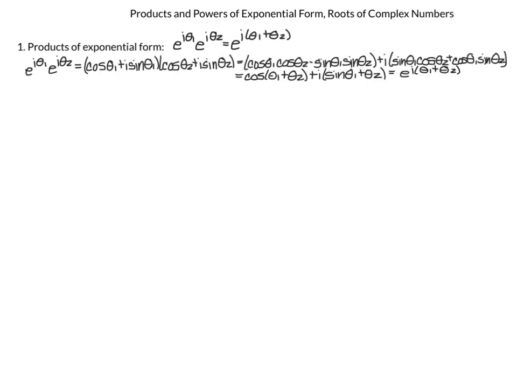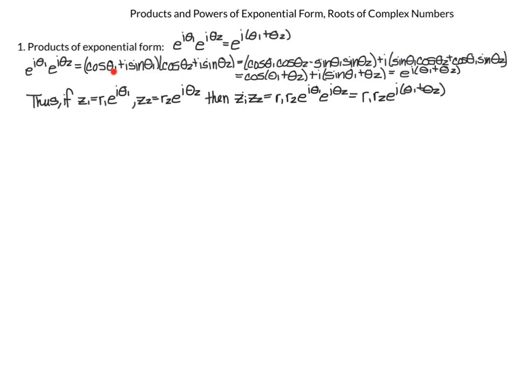We can also look at this from the point of view of Euler's equation. So e to the i theta 1 can be converted to cosine theta 1 plus i sine theta 1. Similarly, e to the i theta 2 can be converted to cosine theta 2 plus i sine theta 2. We can do the multiplication, group our imaginary parts together, and what we get is e to the i theta 1 plus theta 2. So exactly what we would get just using simply the exponential law formulas.